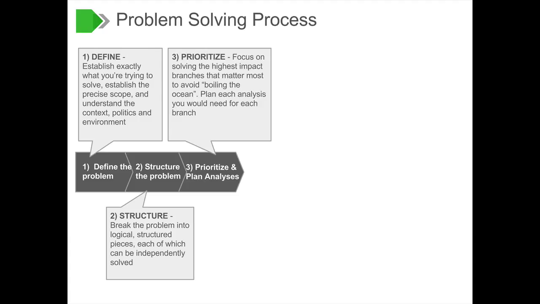Third, you're going to prioritize and plan your attack. Different branches of your logical structure will have very different degrees of impact on the main issue you're trying to solve. Focus on solving the branches that matter the most to avoid boiling the ocean. For each high-priority branch, plan the details of the exact analyses you would need. Planning the analysis like this will be your main guide as to the sort of data you will need.